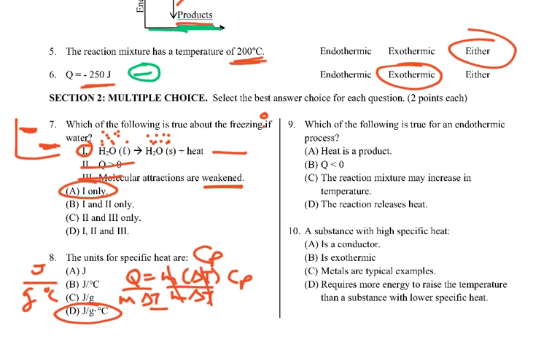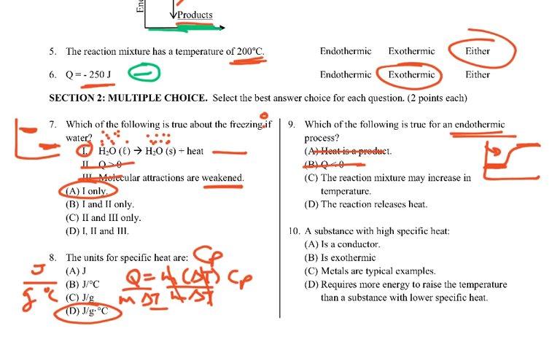Okay, which of the following is true for an endothermic process? Endothermic process. So what do we know? Endothermic is going to go uphill energy-wise. You've got to put energy in. So, heat is a product? No, heat's one of the reactants. Heat as a product is exothermic. Q is less than 0? Q is negative. That is not true. Q is positive because it's a big number minus a small number.